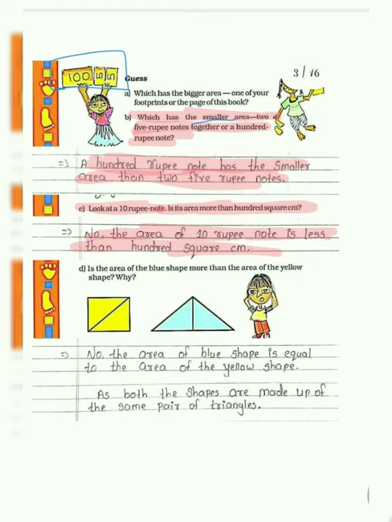Pay attention, all these question answers you have to write in your notebook. You have to copy the question and answer both. And if you have any doubt you have to ask me. Clear? Okay, D1, is the area of the blue shape more than the area of the yellow shape? Why? As in the question given, we have to check whether the given two shapes are equal or not. Means the area of the given shapes are equal or not.